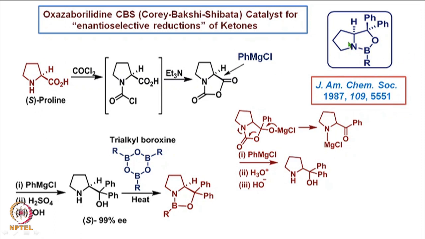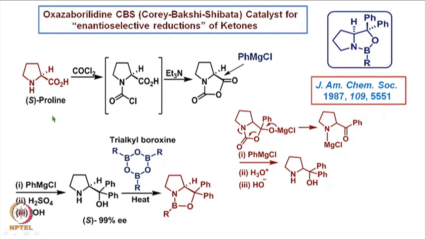Now, because there are two 5-member rings which are attached to each other, the shape of this particular Corey-Bakshi-Shibata catalyst will be of a bowl type, in which one side of the bowl is sterically hindered and the other side is sterically free. Now, depending on whether one uses S-proline or R-proline, the side of the bowl would be differently accessible. How is this particular catalyst made?